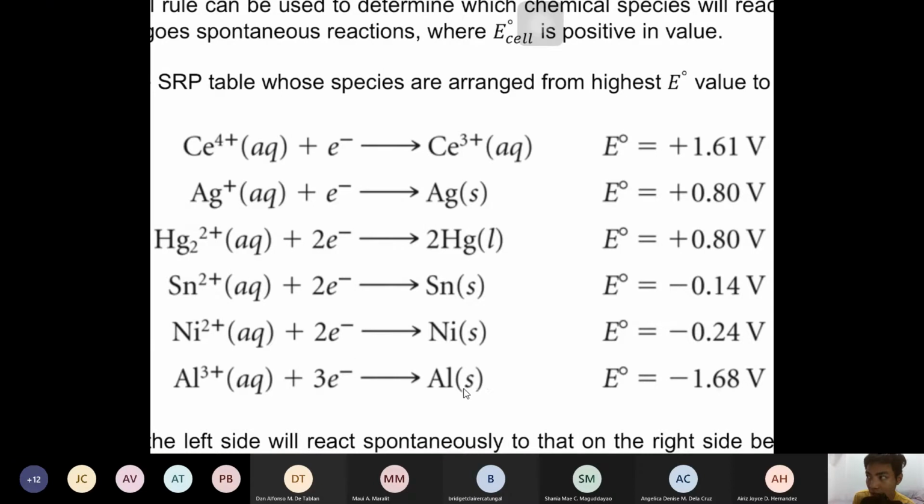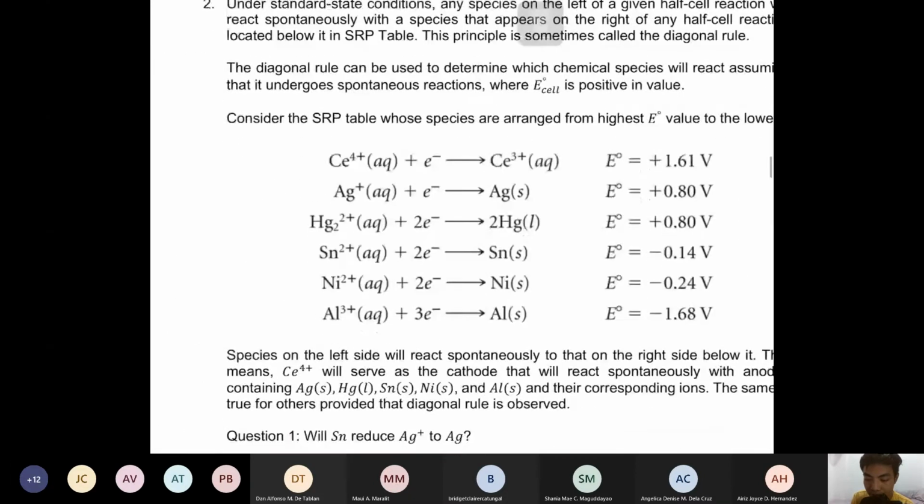Dito sa nickel and aluminum. So, it cannot react with mercury, silver, and cerium 3+. Hindi siya magre-react sa nasa taas, yung nasa baba. Okay? Kasi kapag ito, pinagsama mo with these chemicals here on the bottom right, magpo-produce yan ng voltaic cell. No? So, that means spontaneous yung reaction.